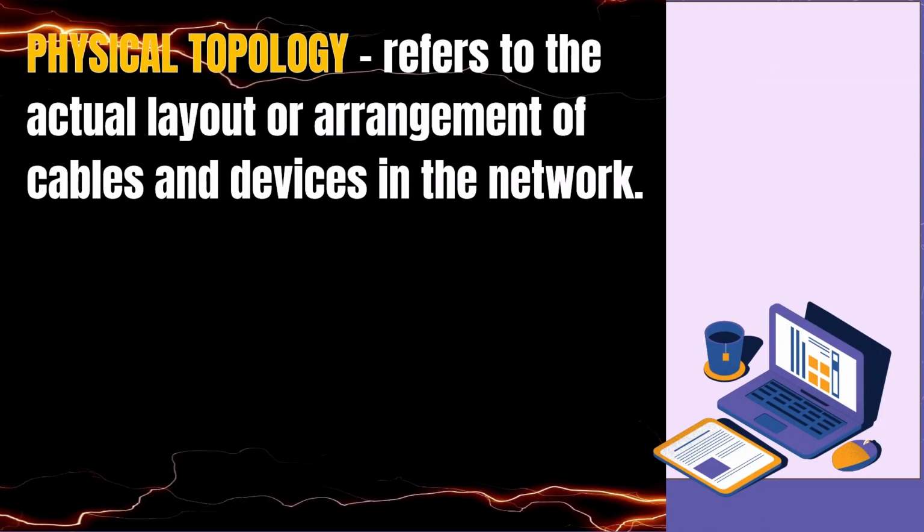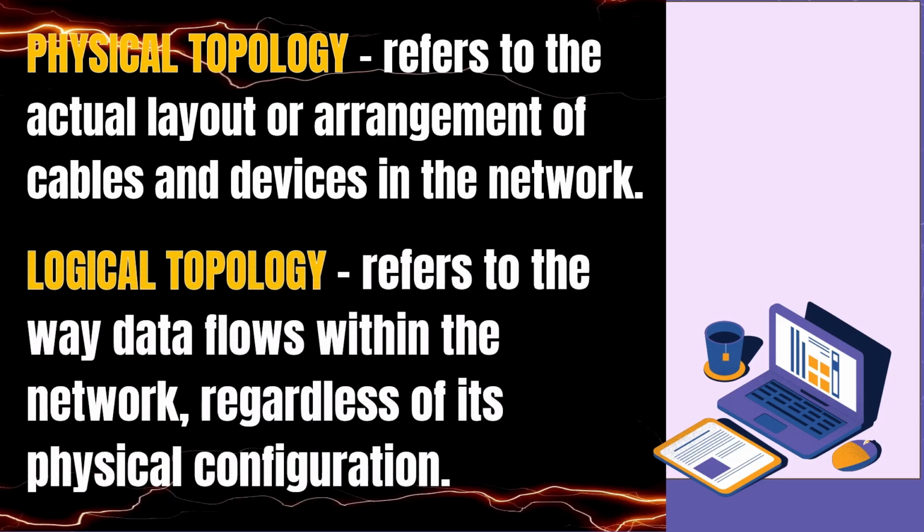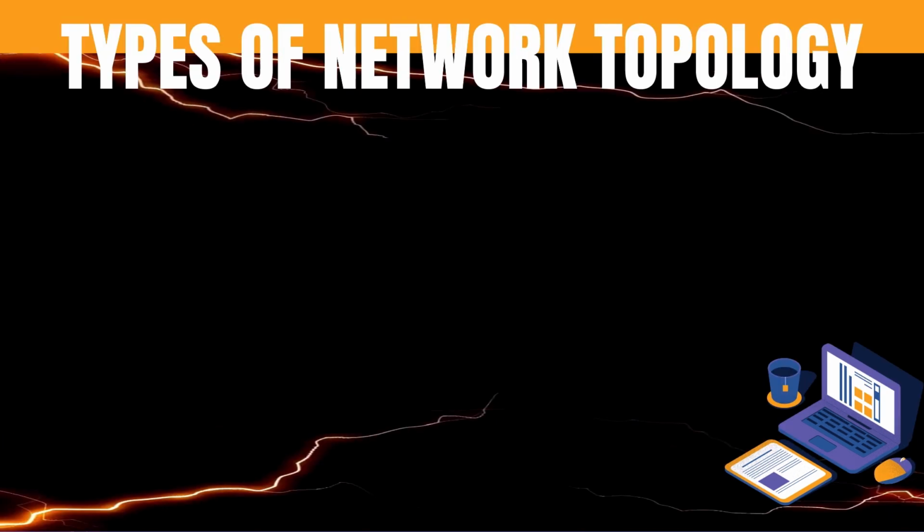Physical topology refers to the actual layout or arrangement of cables and devices in the network, while logical topology refers to the way data flows within the network regardless of its physical configuration. Now that we know what network topology is, let's explore its different types. Each type shows a unique way of connecting computers in a network. So these are the common types of network topology.